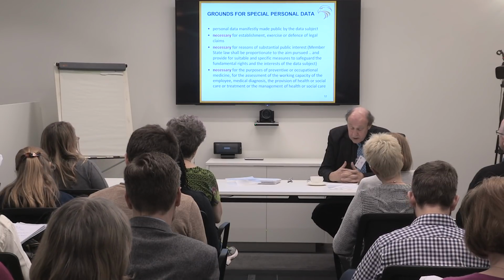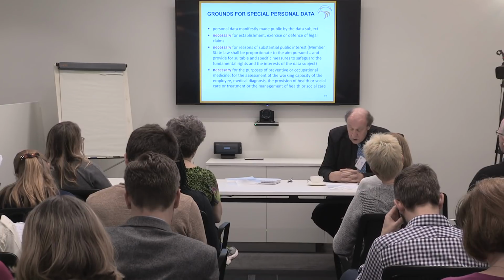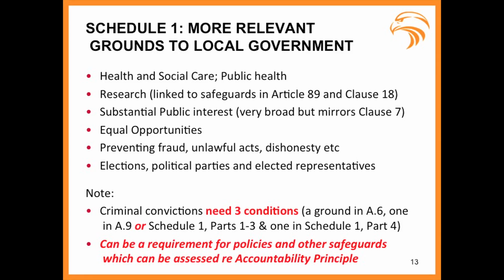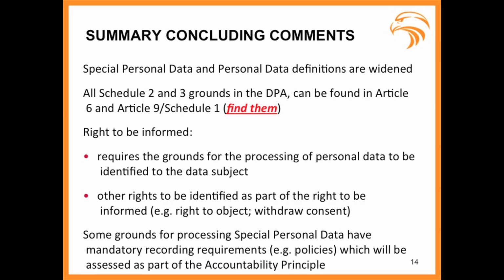Necessary for legal claims, substantial public reason, and occupational health. Now, thing is, what you find here is, here are some other stuff. Health and social care, public health, research, substantial public interest, yeah? Equal opportunities, preventing fraud, dishonesty, election political parties. Yeah? That's why I said, because there's a whole raft of these, we're talking about 20 pages of stuff. Can you find out where stuff is? Okay? Can you find out where stuff is?